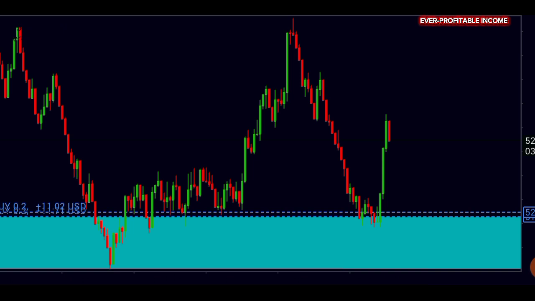Especially the support zone that has been respected multiple times, like we have here. It has been rejected multiple times like we have here. So you should also expect the price to spike at that level.